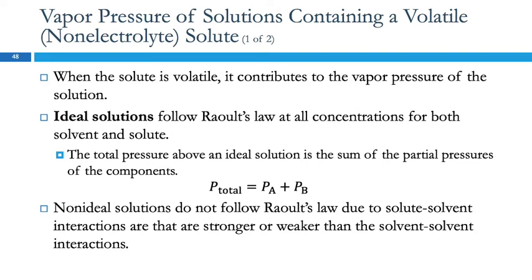If the solute is something that's volatile, that will evaporate, then it is also going to have its own vapor pressure, and that will add to the vapor pressure of the solution. So an ideal solution follows Raoult's law at all concentrations. So the total vapor pressure of the solution is equal to the pressure of one component plus the pressure of the other component. But there are solutions that are non-ideal.